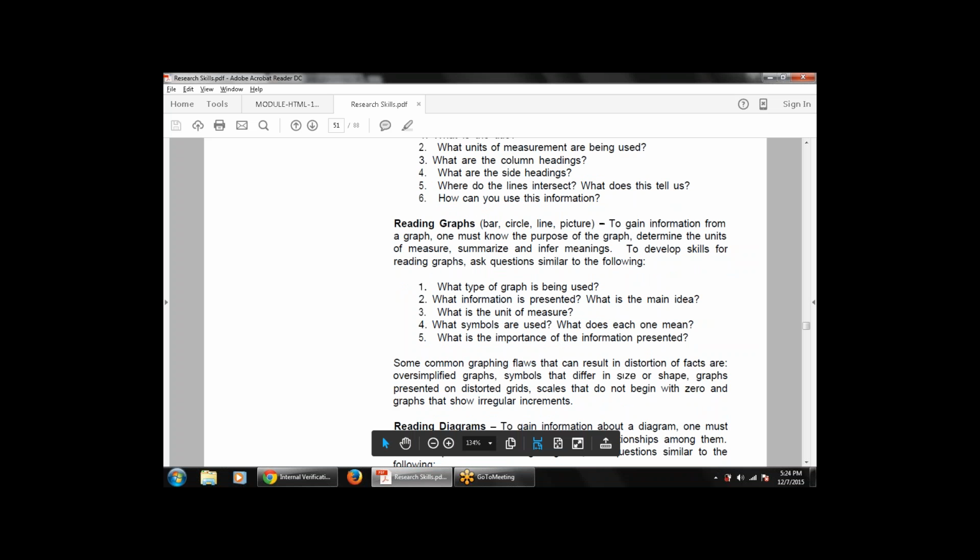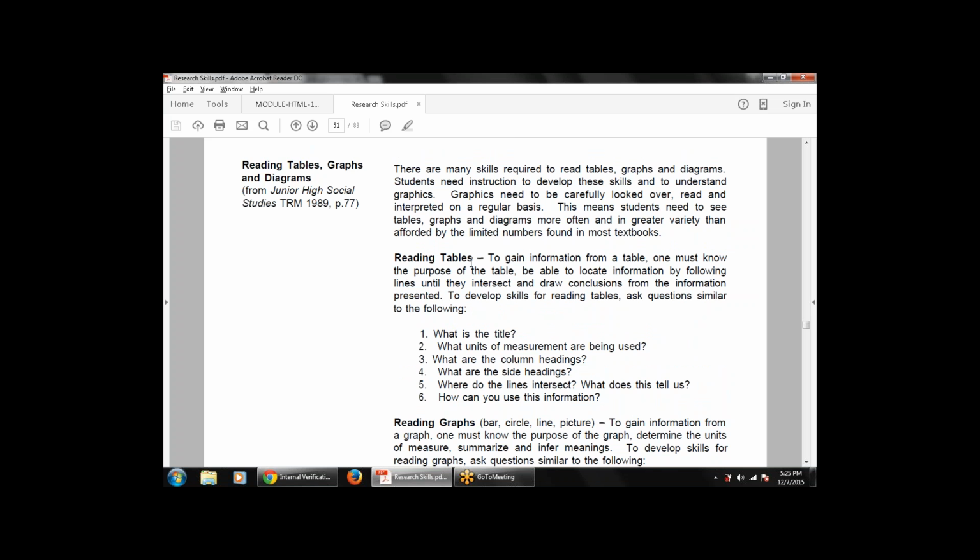Some common graphing flaws that can result in the distortion of the facts are oversimplified graphs, symbols that differ in size or shape, graphs presented on distorted grids, scales that do not begin with 0, and graphs that show irregular increments. So if there is an irregular increment, how we can show the graphs, right? Then this is the table reading, then graph reading.